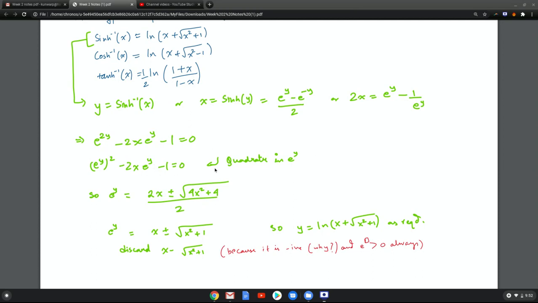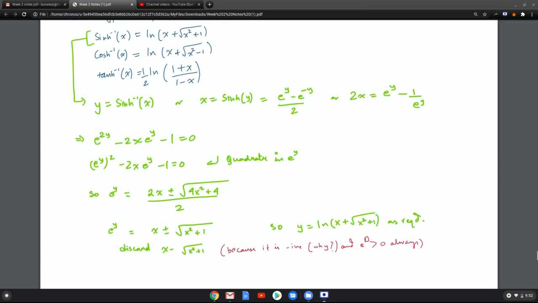equals 0. Now you will recall that this is a quadratic-like equation that you did in Math 103, and it's a quadratic in e to the y, which means e to the y equals, by the quadratic formula, (2x plus or minus square root of 4x squared plus 4) over 2, which gives me e to the y equals x plus or minus root of x squared plus 1.